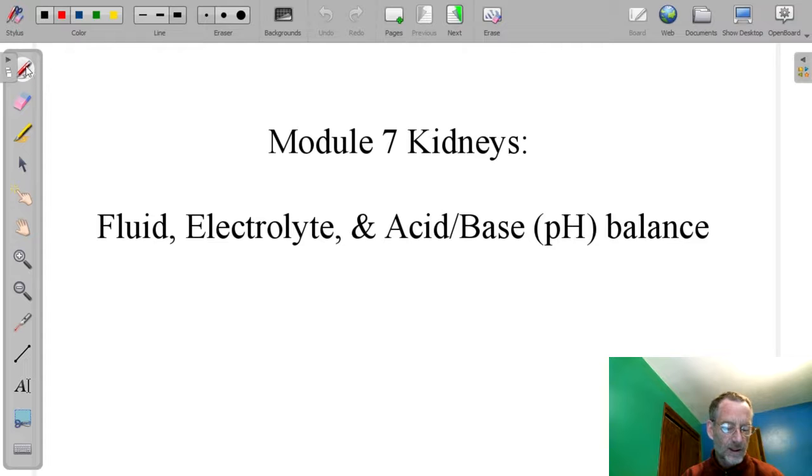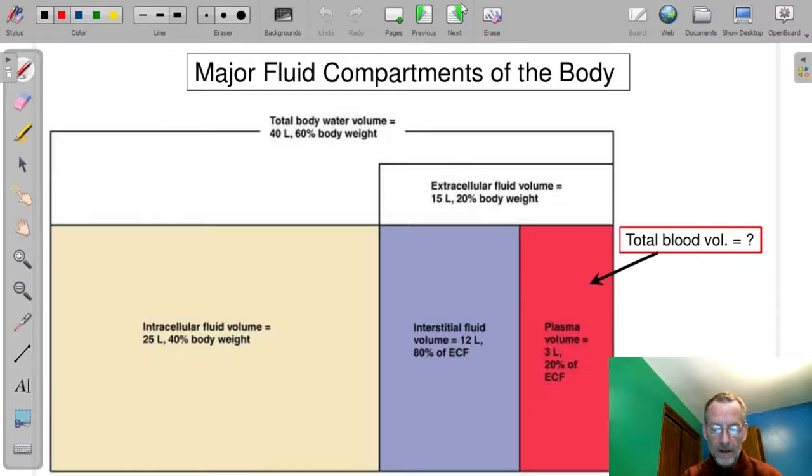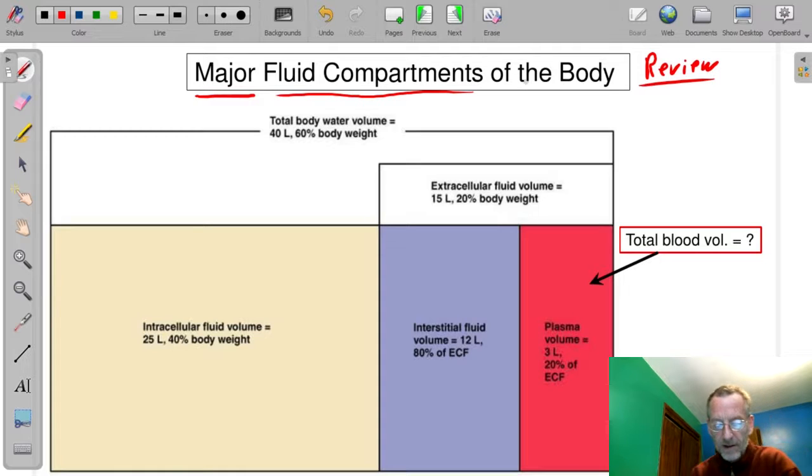So the first slide is a review of the major fluid compartments of the body. We've already been through this once before, but I thought it would be helpful to take a look at it again. These are the major fluid compartments of the body, and there are 3 of them: the tan box, the purple box, and the red. The intracellular fluid is the fluid inside cells. So this is our ICF.